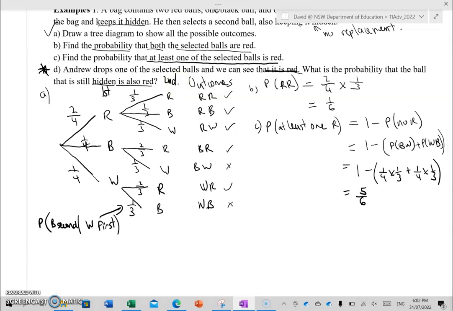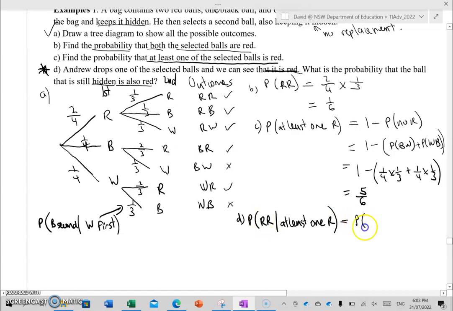So therefore, it is definite that there is at least one red. And we want to know what's the probability that the second ball, the one he's still got in his hand, is red. So what this question's asking for is to work out the probability of getting red given at least one was red. We know at least one is red because he's dropped it and we can see it's red. We want to know the probability that both are red. Okay, so by definition of conditional probability, that'll be the probability of red, and at least one red, over the probability of the back bit, which is at least one red.